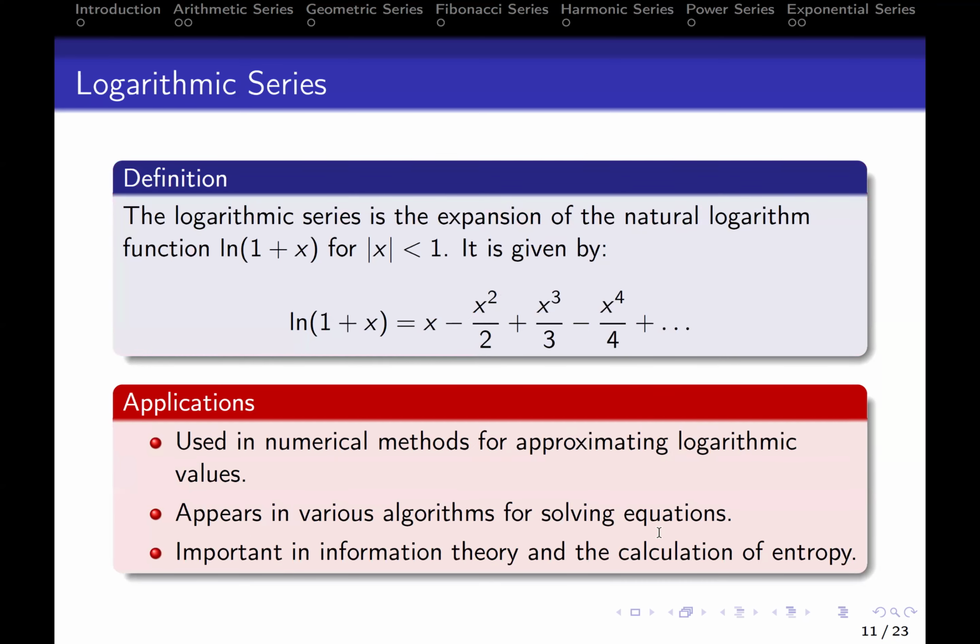Yeah. Then the logarithmic series also exists. I mean, this is made possible by either the Taylor or Maclaurin series. So the logarithmic series is the expansion of the natural logarithm function, that's ln(1 + x) for the absolute value of x less than 1. Because if it falls out of that range, you can't do it anymore. So it is given by that expansion you have that's looking a bit like the exponential function, but they have a kind of connection, but not exactly that. So they have a kind of connection, and that's why you can see a kind of resemblance. So it is used in numerical methods for approximating logarithmic values. It appears in various algorithms for solving equations, and it is important in information theory and the calculation of entropy.